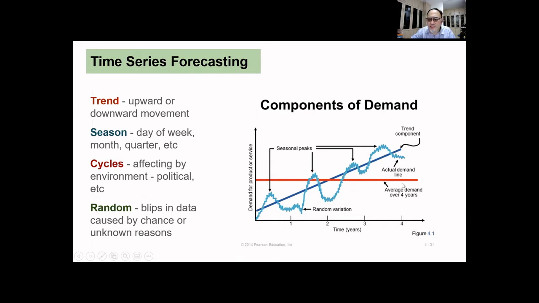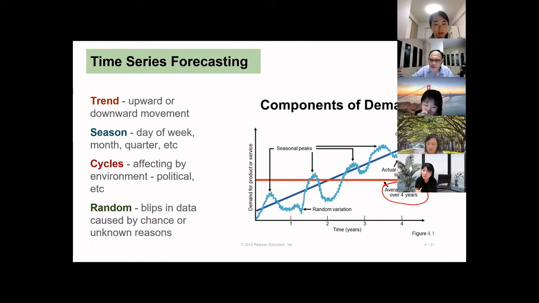And you can see here, you can calculate the average demand over 4 years. That's why people can do a lot of prediction. But today it is much easier because of the internet, social media, and online buying. With online buying, data comes immediately.